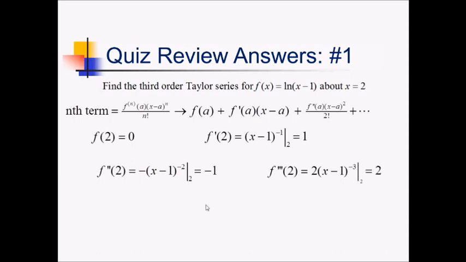All right, let's write out our series at this point. f of a, that was f of 2, that's 0, so no need to write that. f prime of a was 1 times x minus whatever the a value was. Well, our a value here is 2, so this is just x minus 2. And then we have the second derivative at 2, which gives us negative 1 times x minus 2 squared over 2 factorial. And finally, using our third derivative, we're going to have 2 times x minus 2 cubed over 3 factorial. And that's our Taylor series.